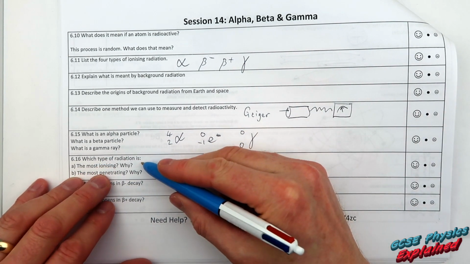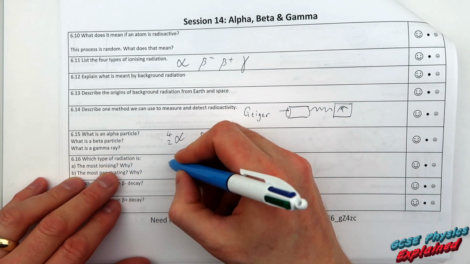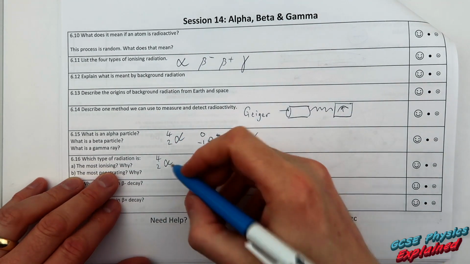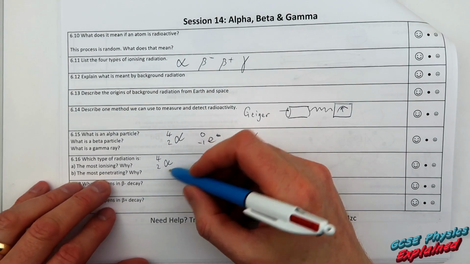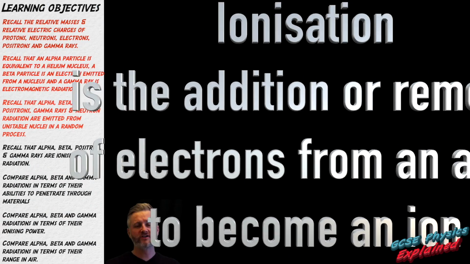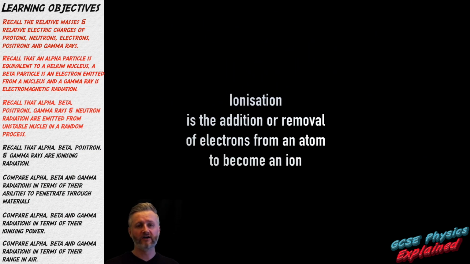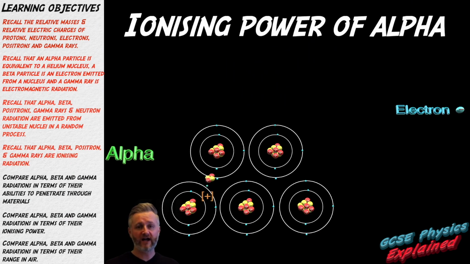Which type of radiation is the most ionizing? That's alpha. Why? Because it's the heaviest. I've got a nice video on that. Ionization is the addition or removal of an electron to become an ion. An ion is an atom with an overall electrical charge. Here you can see that alpha is highly ionizing because it knocks an electron off every atom that it collides with and turns them into a positive ion.